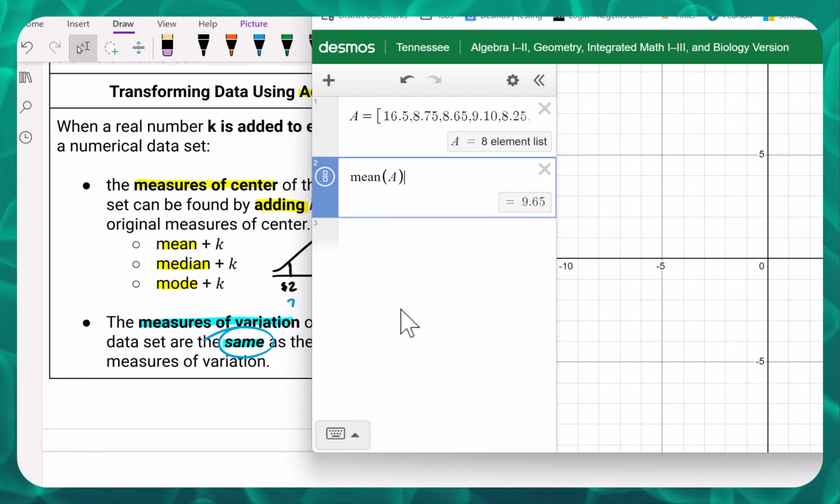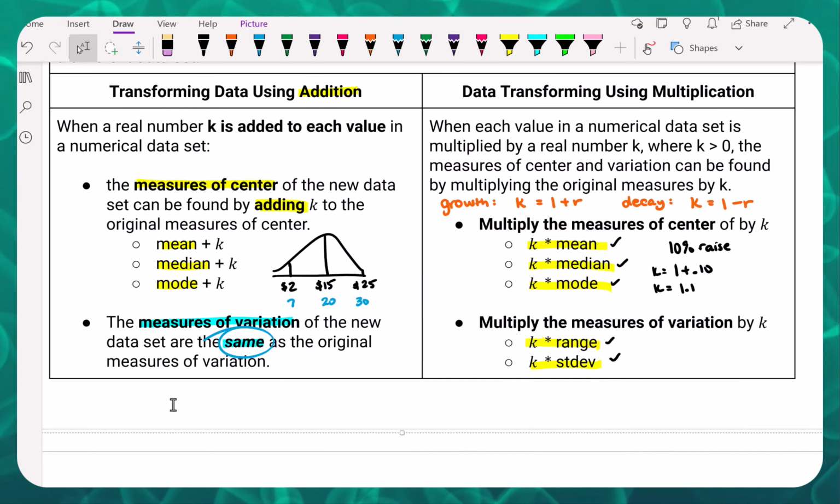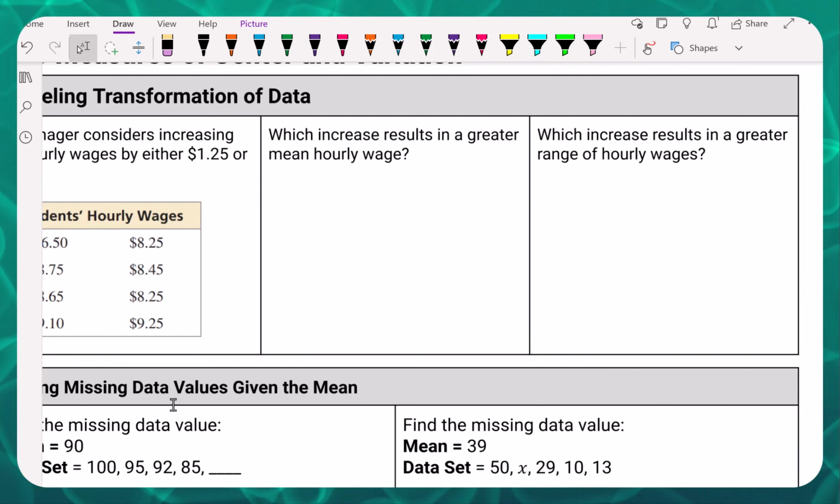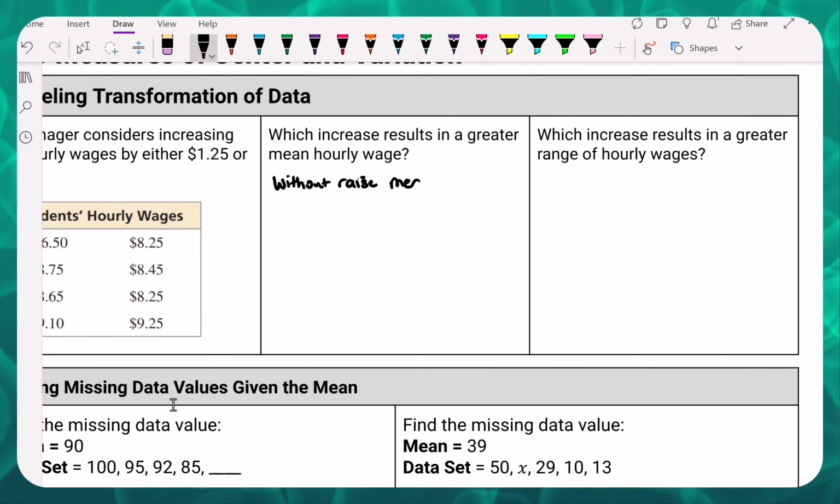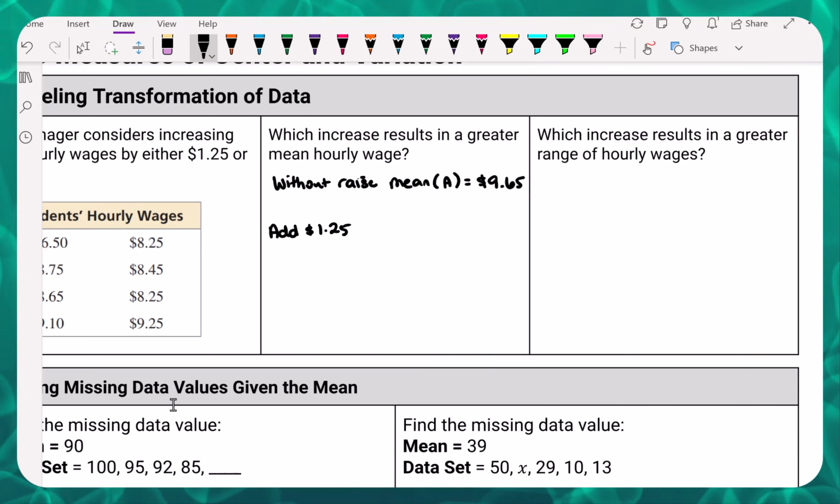So that is $9.65. So I'm going to go over here to my notes. So without a raise, the mean is $9.65. Okay. Now, what I'm going to do is add the, what was it, $1.25 here. And then over here, I'm going to increase by 10%.